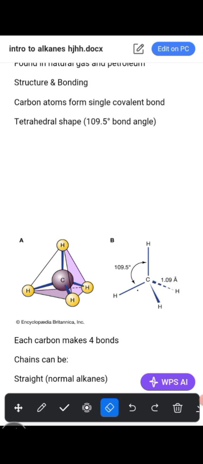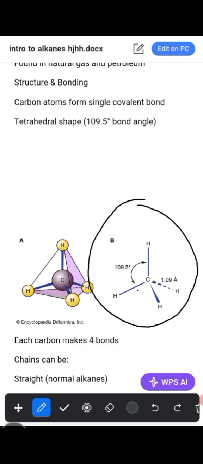Alkanes are tetrahedral in shape. Example, methane. Methane is tetrahedral. All alkanes are tetrahedral in shape. And this is how the structure of alkane is drawn. And there is a 109.5 degree angle between each hydrogen in alkanes. And they are always tetrahedral.